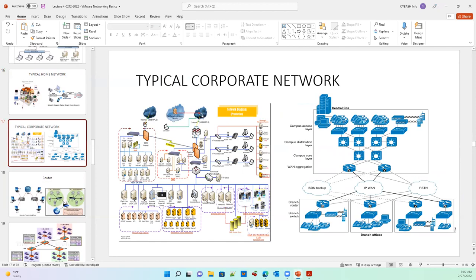This is a typical corporate configuration. It looks very complicated. It is, if you look at it from an operational perspective, it is complicated. But if you look at it from an architectural perspective, it is not that complicated.